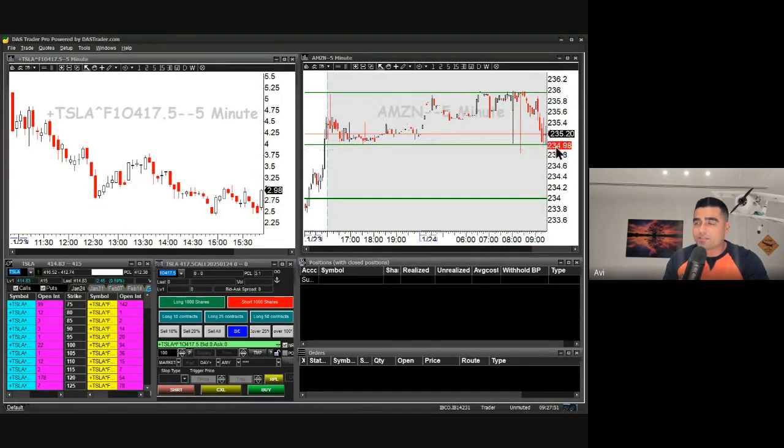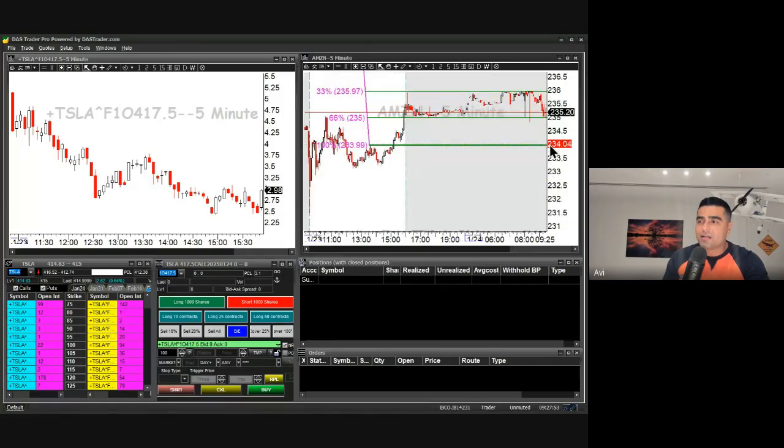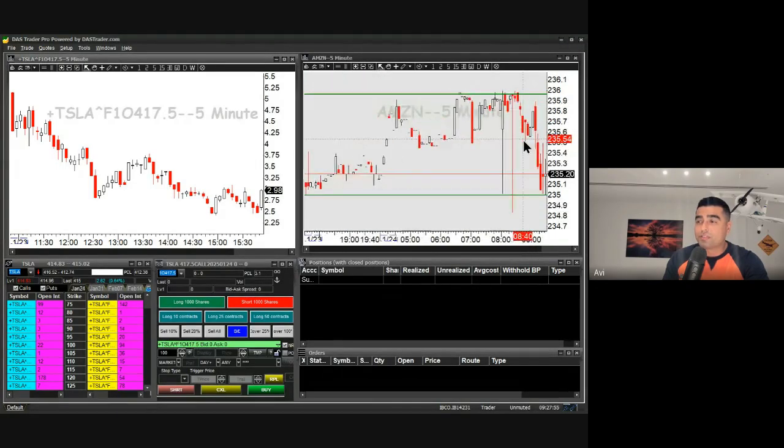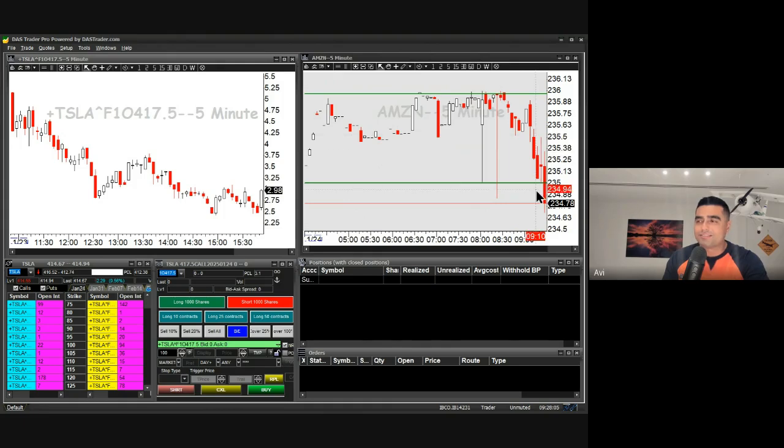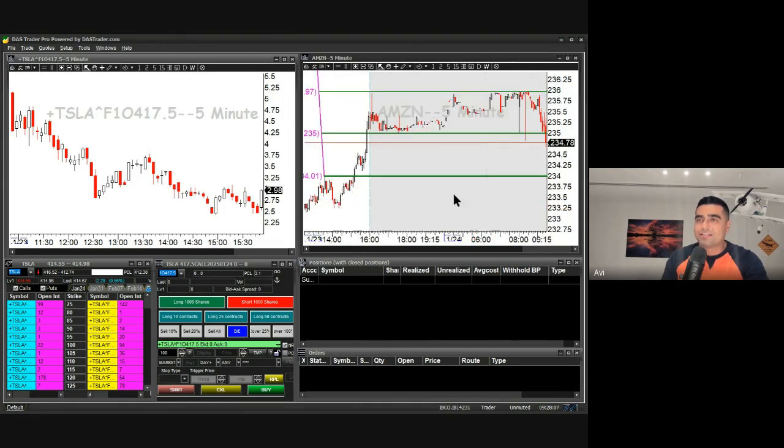If it bounces off this 235 area, I'll go long fairly quickly. So far, that's setting up very nicely. So far. I think that's a little bit more powerful than AMD. Oh, but look at that. It dropped now. That's invalid now. Oh, man. Okay, there's another one.